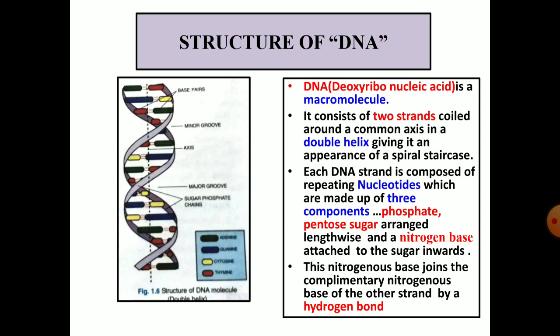Each DNA strand is composed of repeating nucleotides, which are made up of 3 components: phosphate, pentose sugar, and a nitrogenous base. The phosphate and sugar are arranged lengthwise, that means along the edges that you see, and the nitrogenous base is attached to the sugar, pointing inwards. You can see the nitrogenous bases forming that ladder-like structure. The nitrogenous base joins the complementary nitrogenous base of the other strand by hydrogen bonds. We will go into this in detail in the next slide.